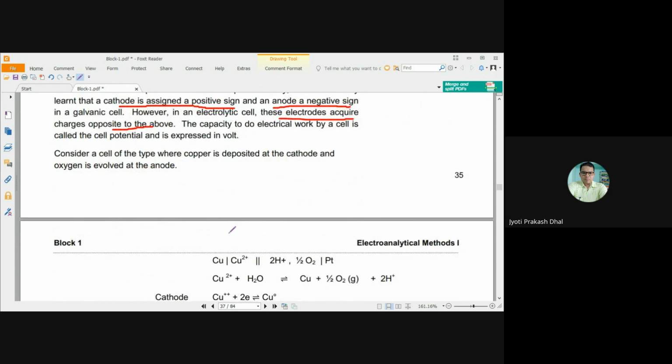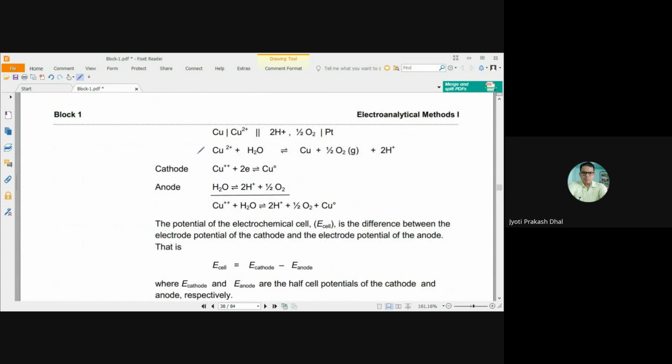Consider the cell in which copper is deposited at the cathode and oxygen is evolved at the anode. This is the cell representation. On the left-hand side, copper 2 plus is converted into copper, and on the right-hand side, oxidation of water takes place so that oxygen is released at the anode.